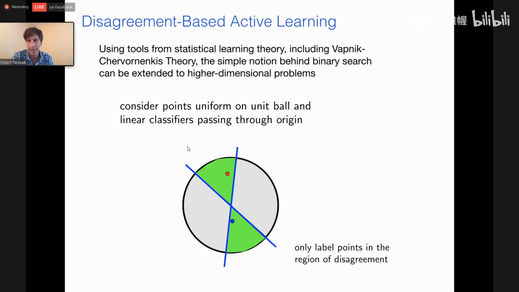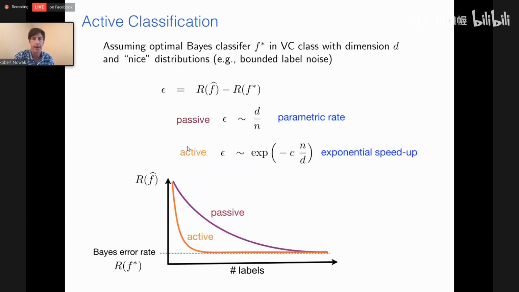We collect those labeled examples and then we update our region of disagreement. And then we just repeat this process. And by doing that, we can quickly localize where that linear decision boundary should go. So that's disagreement-based active learning. And there's a lot of nice theory that you can build up about that idea.